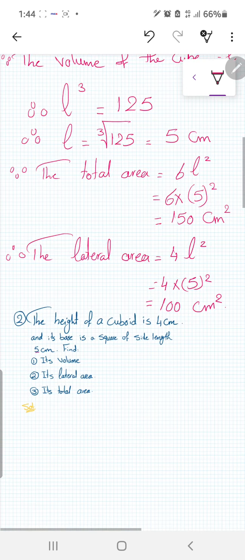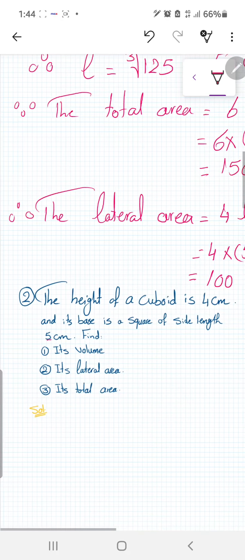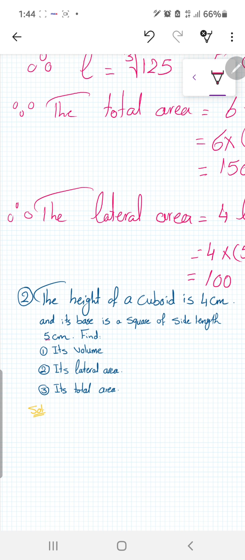Let's take another example. The height of a cuboid is 4 centimeter, and its base is a square. The base of a cuboid is generally a rectangle, but here is a special case. So the base of the cuboid in this example is a square of side length 5 centimeter. So S here is 5 centimeter. Write the volume, lateral area, and the total area.